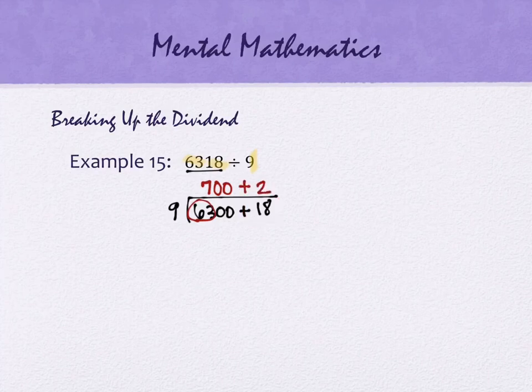Yeah, I'm jumping the gun on you, sorry. All right, so I'm just dividing each one of them individually by 9. This one divided by 9 was 700. This one divided by 9 is 2. So that gives me a total of 702. So am I always going to have numbers that are going to evenly divide by the divisor?